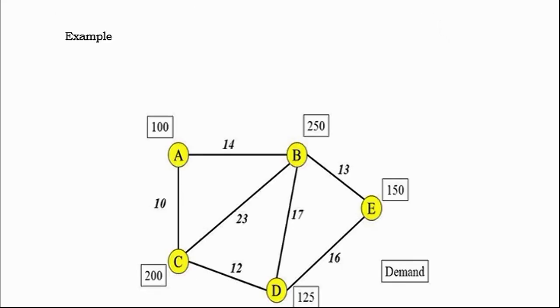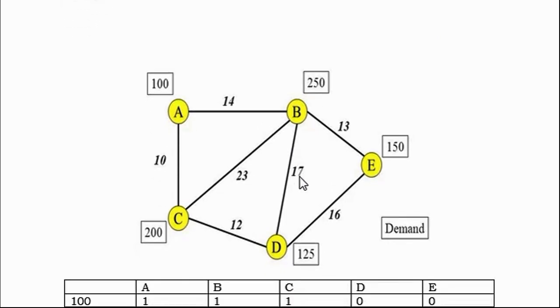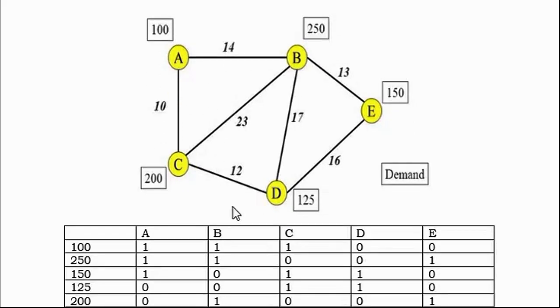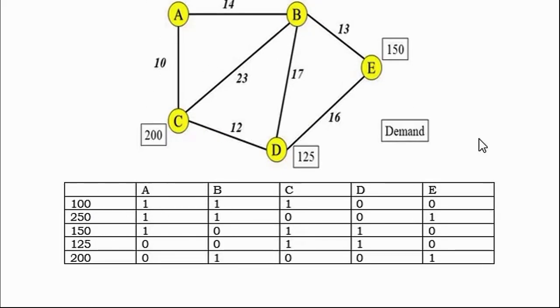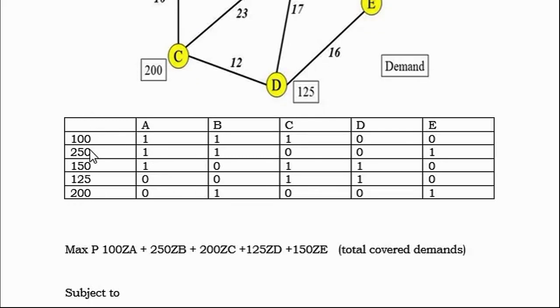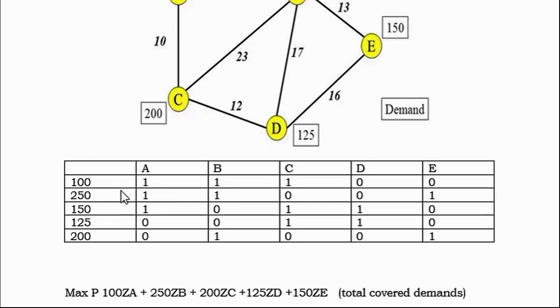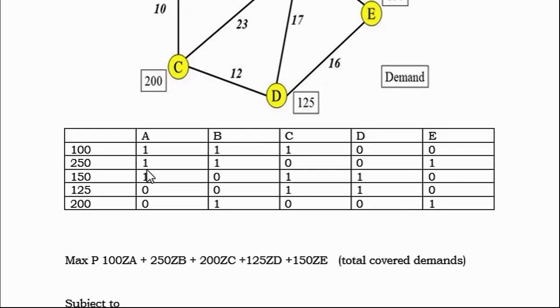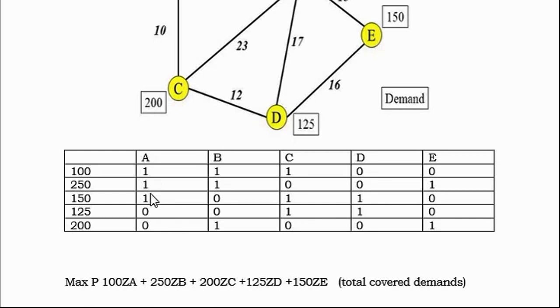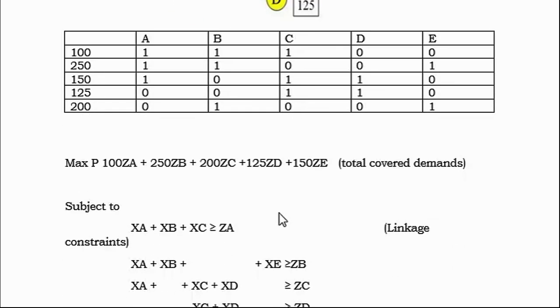Our second example: here we have this given illustration and this table. They are the covered demands, the I's, and the J's here are the facilities A, B, C, D, E, and our covered nodes I.